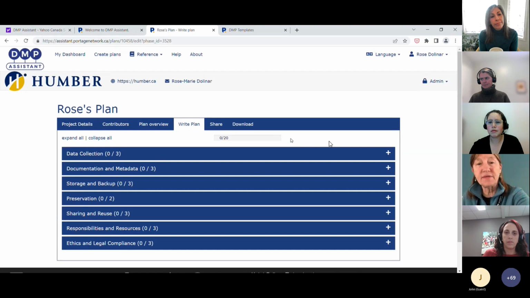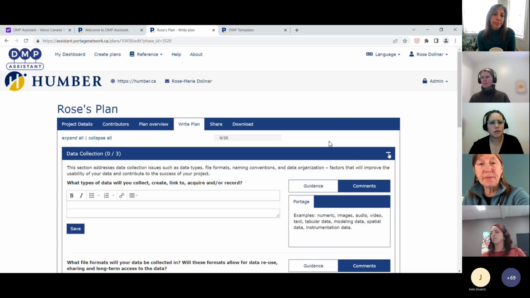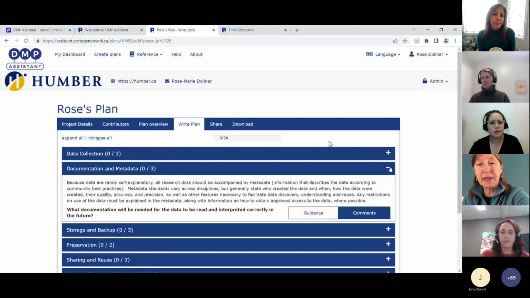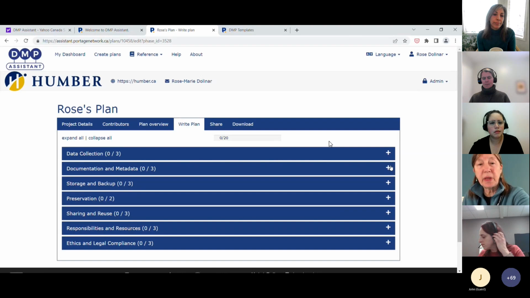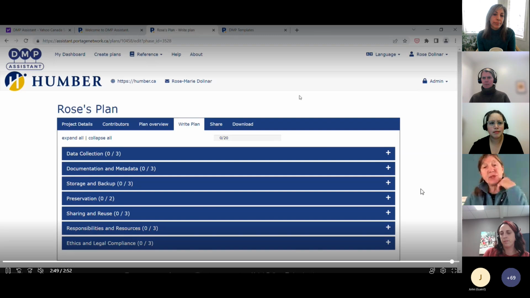And here is the fun part. You'll be able to put in all of your information in each of the sections of your data management plan. So you just click into data collection. How are you going to do your data collection? And there you go. You can cut and paste documentation, metadata, your storage, backup, preservation, sharing, responsibilities, and ethics. And that's my tour. Thanks so much for looking over my shoulder.